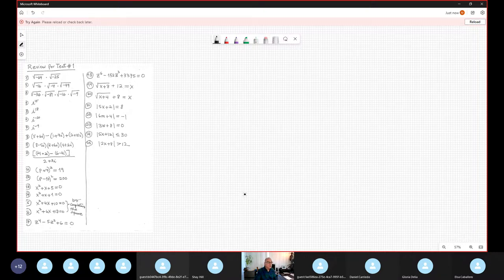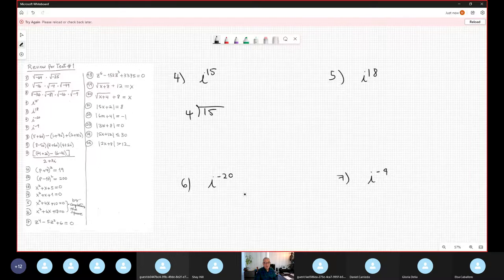Okay, now discussing 4, 5, 6, and 7. Let me copy 4, 6, and 7. These questions are about the power of i, sometimes with a positive exponent and sometimes with a negative exponent. How is it done? Remember the shortcut. You divide 15 by 4 by hand, no calculator. It's 3. 3 times 4 is 12, subtracting gives remainder 3.